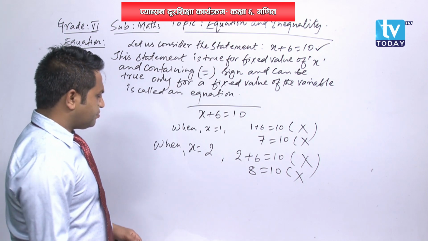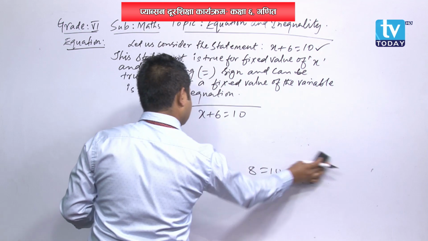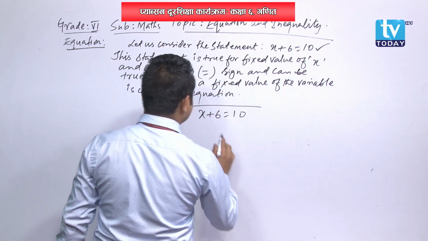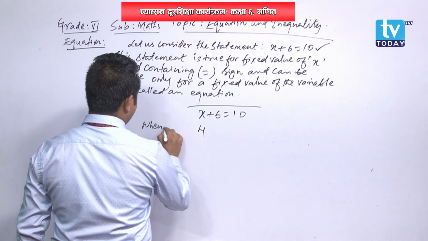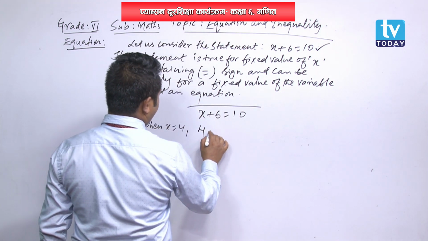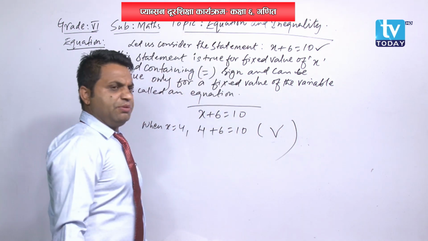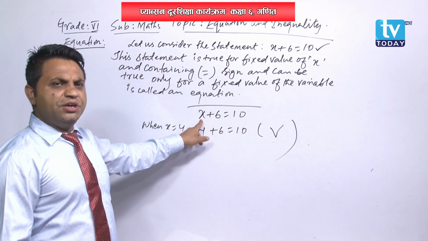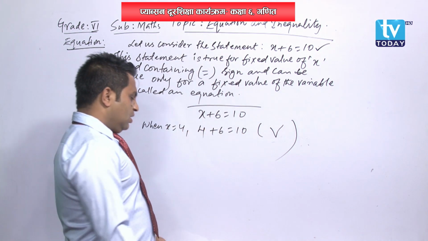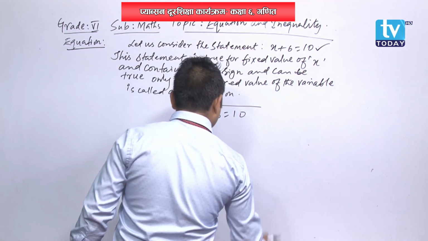Is that clear? Similarly, if you replace the value of x by 4, when x equals 4, then 4 plus 6 equals 10. So, this is a true statement. That means 10 equals 10. Therefore, the value of x must be 4. Is that clear?